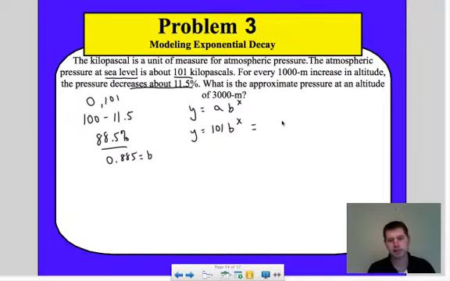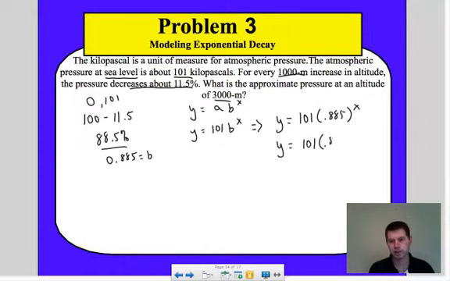So they did give us a lot of information in this particular problem. It said y equals 101 times 0.885 raised to x. Now they said for every 1,000 meters increase, that's what the pressure drops. So we're going 3,000. That's 3 times that. So what we want to know is 101 times 0.885, and then we want to put 3 in that location.